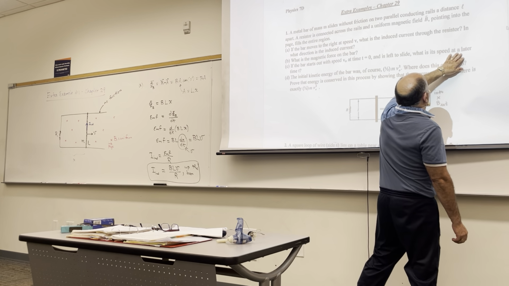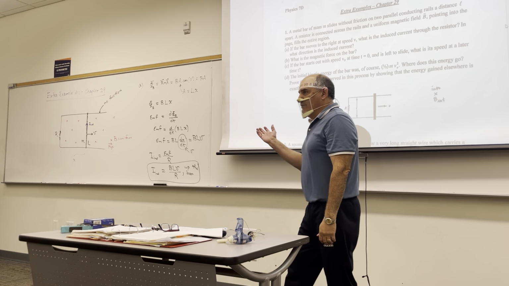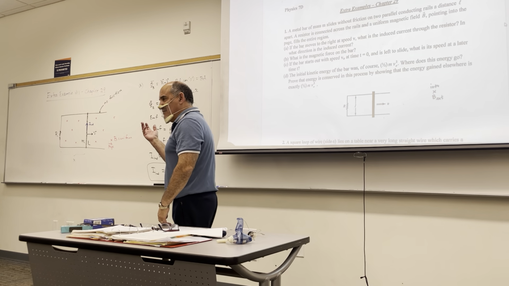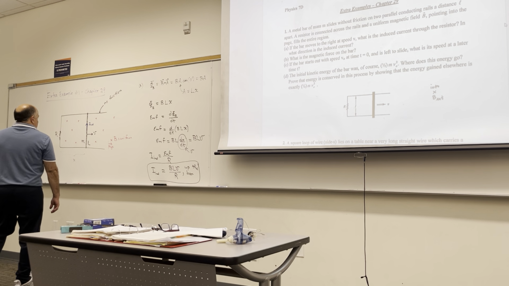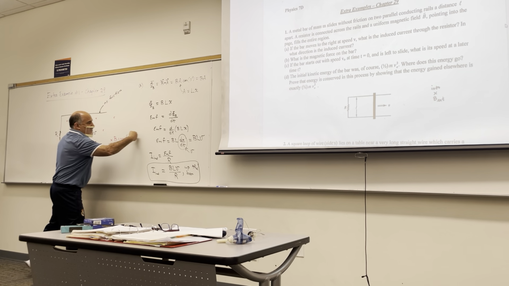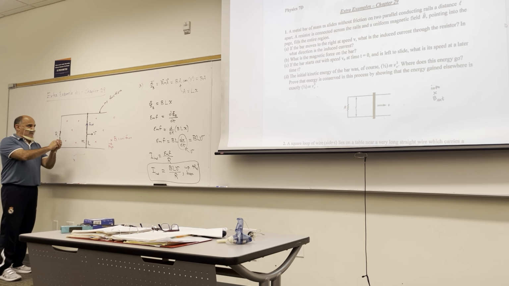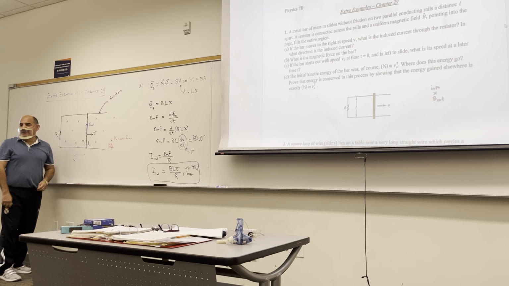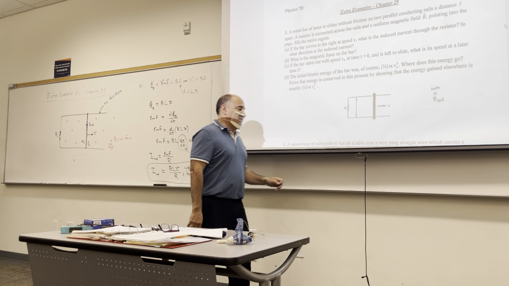What is the speed at a later time t? What will be the speed of the bar 3 seconds later, 2 seconds later, 5 seconds later, 5 minutes later? I'm not grabbing it and pulling it so that I force it to move at a constant speed. I just hit it with a bat, give it that initial speed, and let it slide. What's the speed later on? So that's the question.